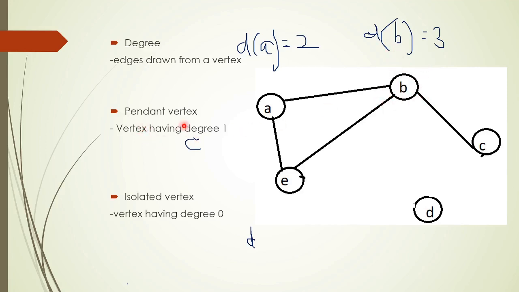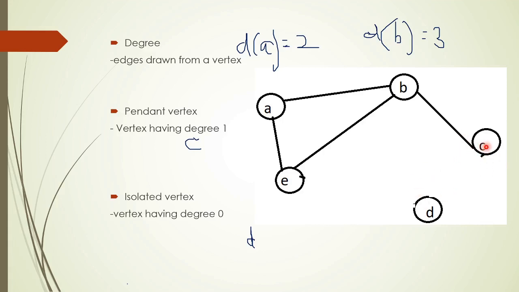When I talk about a pendant vertex, it means a vertex having degree 1. It looks just like a pendant, with only one end connected. Whenever I have a vertex with degree 1, I would call it a pendant vertex. As you can see here, the degree of C is only 1. It is connected to B. So C is a pendant vertex, hanging like a pendant.